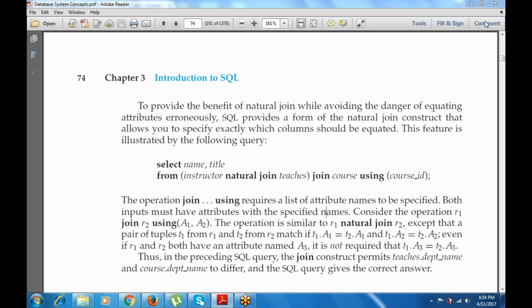So let's start with this one. That is select name, title from instructor natural join teaches. That means instructor and teaches are joined internally. Then both the tables are joined, and then the result is joined with course using the course ID.